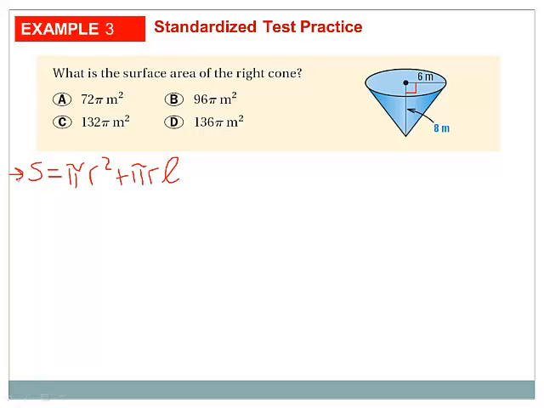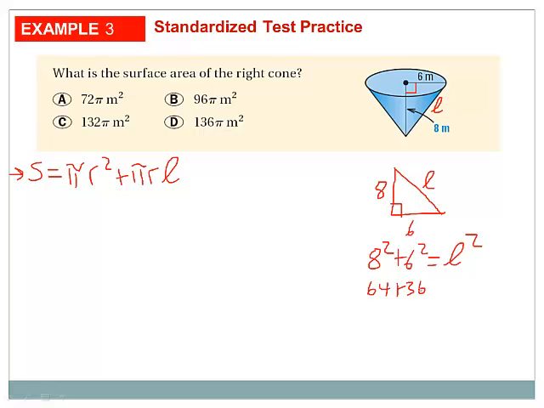So we're going to plug in what we know, but if you notice in this figure we don't know what the slant height is. So we have to figure out what the slant height is by looking at a right triangle. My height here is 8, my base here is 6, but we don't know what the slant height, L, is, so we're going to use the Pythagorean theorem. 8 squared plus 6 squared equals L squared. So that gives us 64 plus 36 equals L squared. 100 equals L squared, so that means my slant height, when I take the square root of both sides, equals 10 meters. So now all I have to do is plug it into my formula.